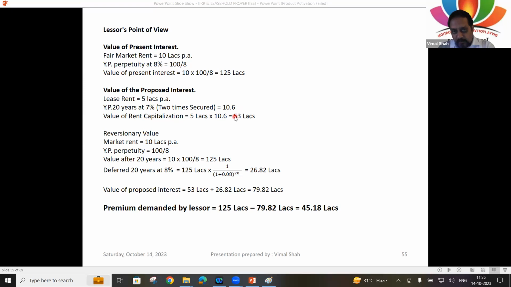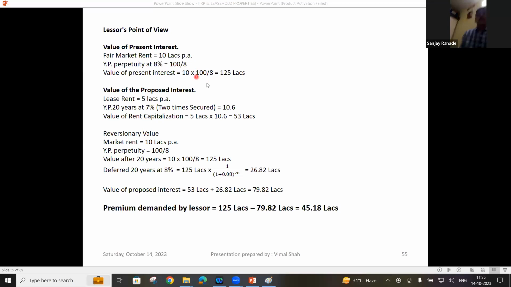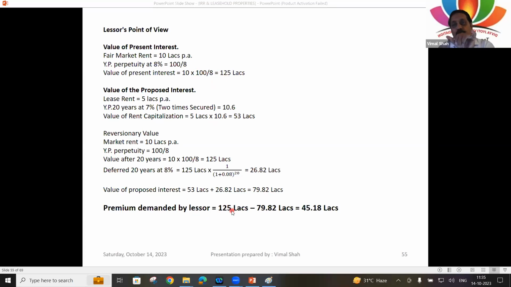So now his proposed interest will be this 53 lakh plus 26.82 lakhs. So the value of this proposed interest for the lessee is coming 79.82 lakhs. But what is the value of the present interest? 125 lakhs. So how much loss is he incurring? 45 lakhs. So he will charge a premium of 45 lakhs.